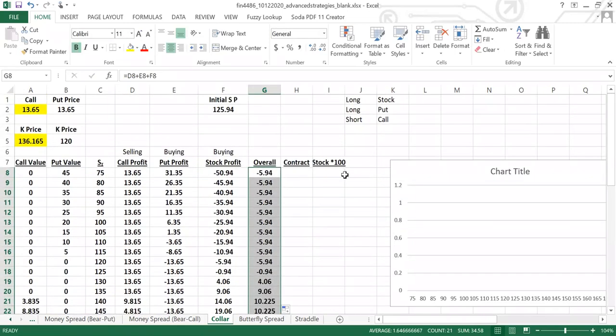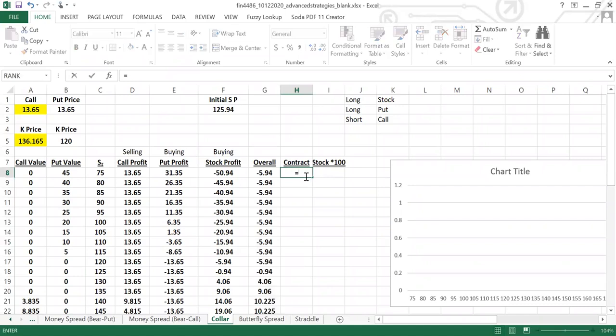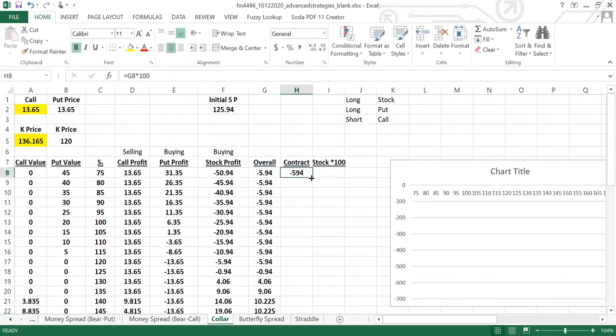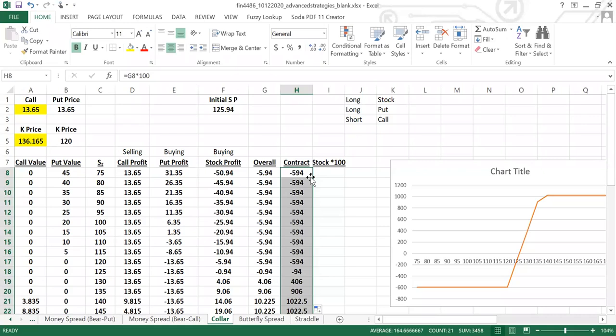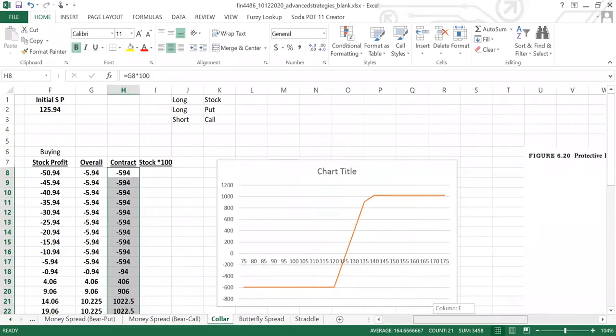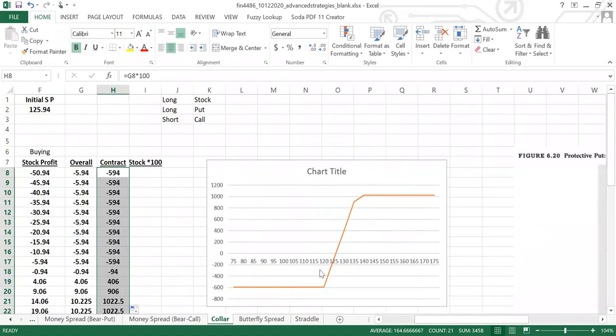So the overall profit of a collar looks very similar to a bull spread, and we just need to adjust for contract size the same way we have been doing it before, which is basically multiplying by 100. And as expected, this chart looks similar to a bull spread.